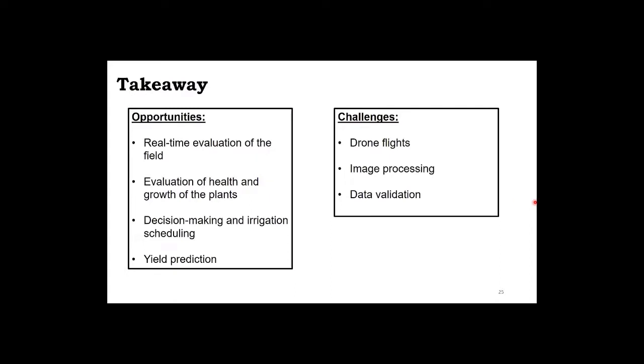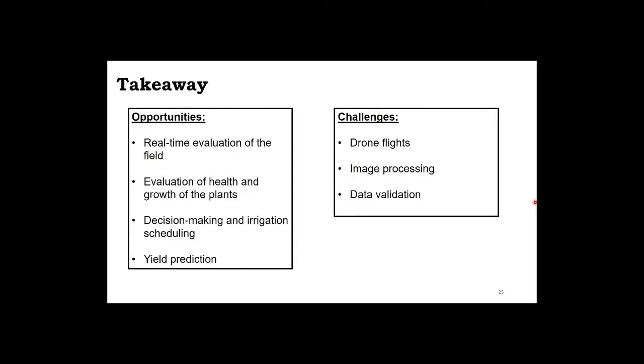So this is the last slide for the presentation. There are many challenges and opportunities of using drones in agricultural water management. Some of the opportunities we have by using a drone are real-time evaluation of the field, evaluation of plant health and growth of the plants, decision-making and irrigation scheduling, and drones also help us in predicting the yield before we harvest. However, there is a challenge in flying a drone.